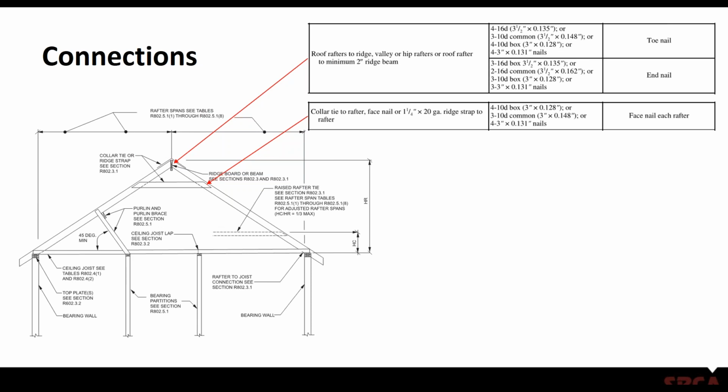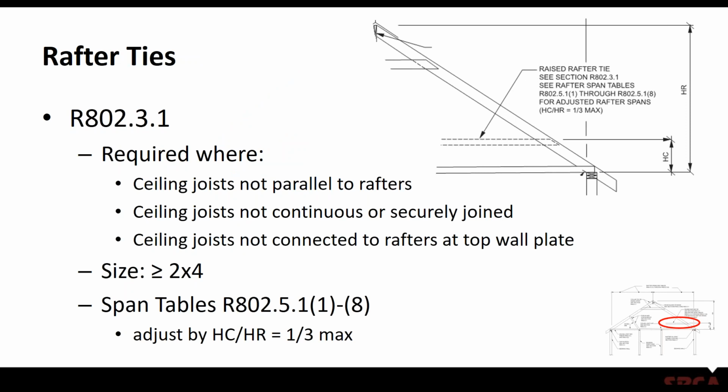And the upper two, the 4-10 penny and the 3-10d common, those are typically hand-driven nails. So the only nail that's included in this little box that would be in your typical gun nail would be the 3 inch by 0.131. And again, that's a face nail application that's going to be used.